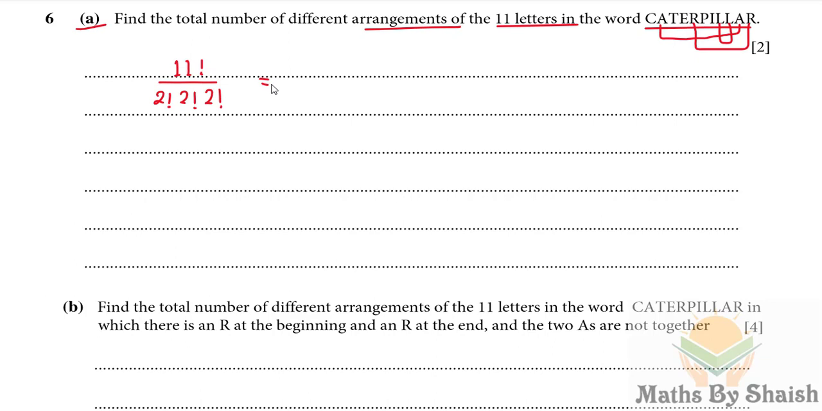So it was easy because we have to only arrange it, no constraints, no conditions. So 11 factorial divided by 2 factorial, 2 factorial, 2 factorial, and that is going to be 4989600. Total number of different arrangements would be 4,989,600. These are the total arrangements. And here's the B part.